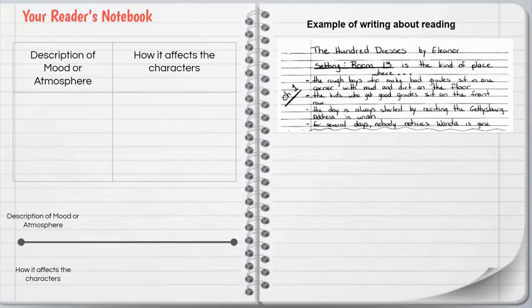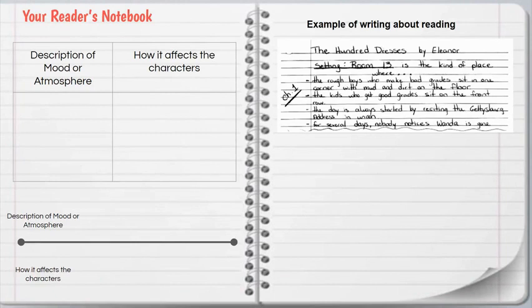I'm going to show you some examples of student notebook pages. You could set it up as a table, a description of the mood or the atmosphere and how it affects the characters. You could do it along a line where atop the line you describe the mood or the atmosphere, and under the line how it affects the characters. You could do bullet point notes. Here's some notes from a book called The 100 Dresses.